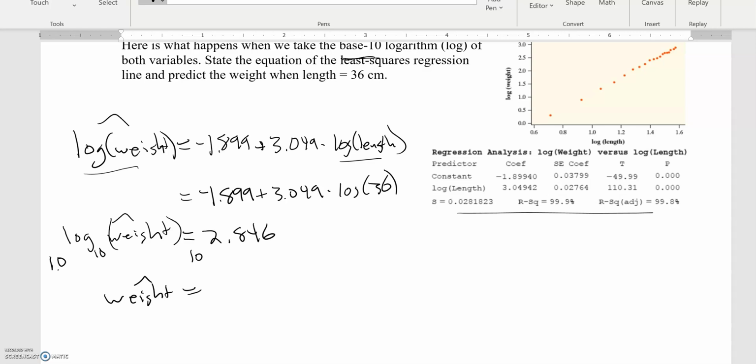10 to the last number I had, and I'm getting a slightly bigger value, 701.7, which actually looks a little better to me in the original graph. You can go back and look at the original graph, and at 36 the weight seemed like it should be a little bit bigger. So grams.